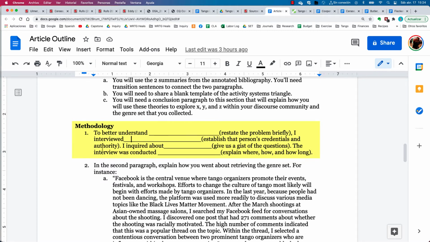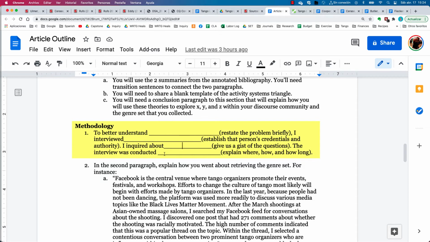So if they run a clinic, or if they are a curator in a museum, I inquired about, so you give us a gist of the questions. Don't just tell us all 10 questions. You give us a gist, like the things that you asked about, and then you tell us where the interview was conducted, how it was conducted, and how long.